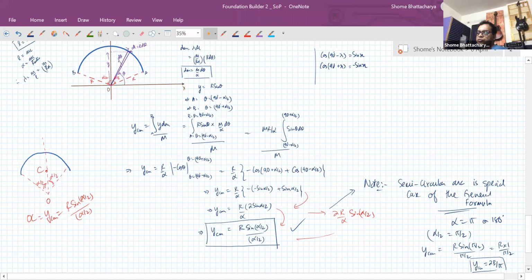So with these couple of examples of linear distributions, and the one we had done last time also, now let's move on to surface distributions.